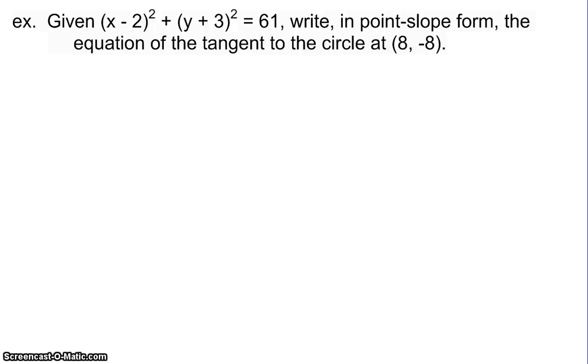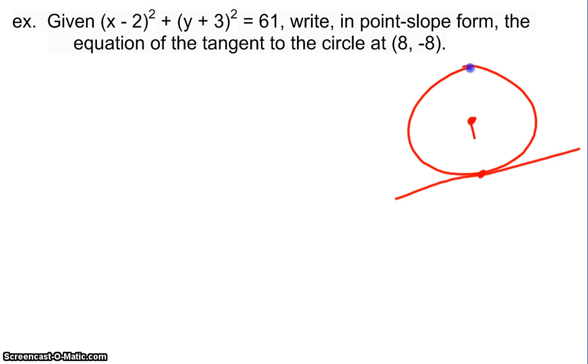For the next one, we are given this particular circle and we want to write in point slope form the equation of the tangent to the circle. Now something that we need to recall when we have circles is that the tangent touches at specifically one spot, and something else that we know is that the radius to the tangent meets at a right angle. So we need to use those things in order to help us find the equation of the tangent.